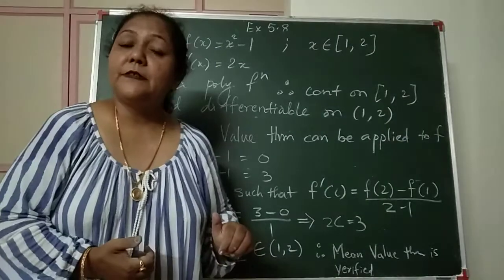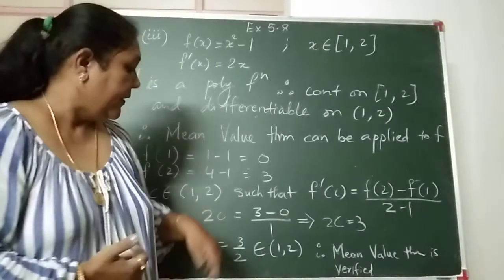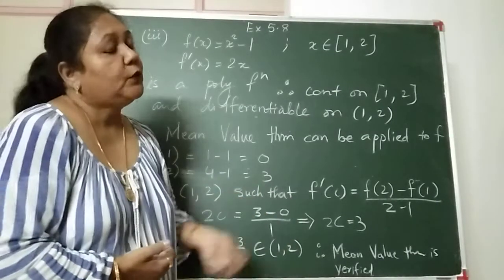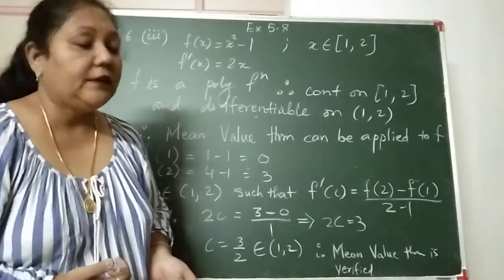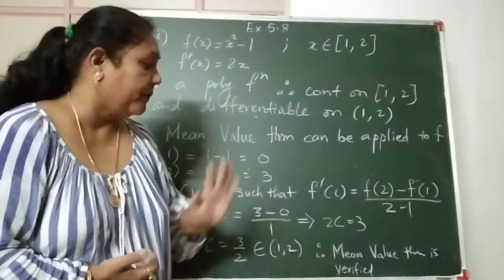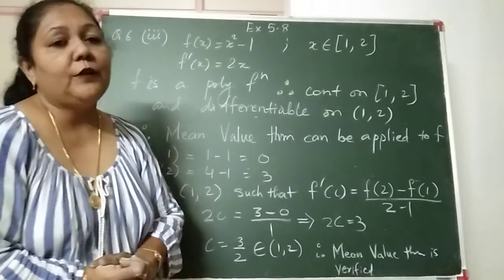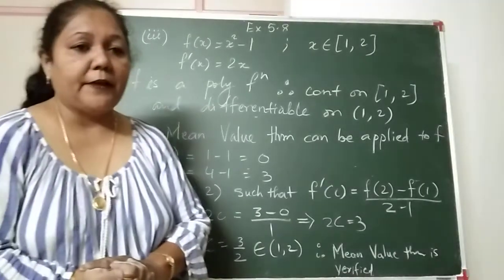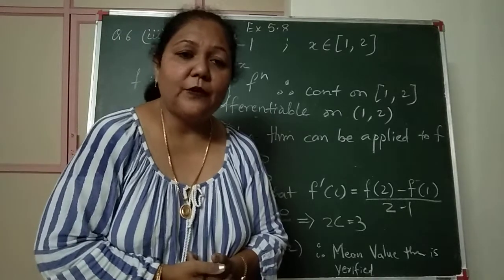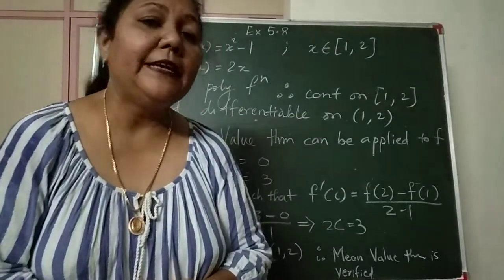3 upon 2 means it is approximately 1.5. So 1.5 is a value between 1 and 2. So yes, 1.5, that is 3 by 2, belongs to the open interval 1 comma 2. And therefore our mean value theorem is verified. Okay, so this exercise related to Rolle's and mean value theorem is over. Let's meet in the next session.